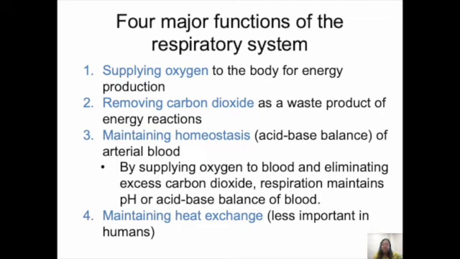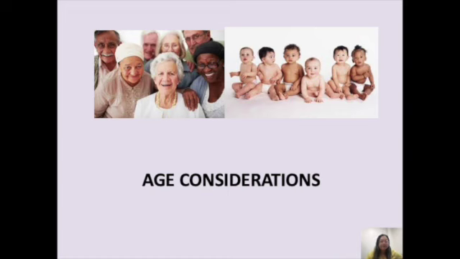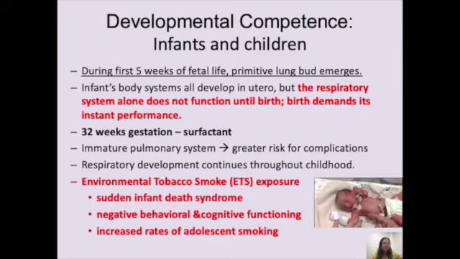Least important here on this slide is the function of heat exchange. It helps to maintain heat exchange. It's a little bit less important in humans than it is in other mammals. Moving now on to age considerations. We're going to take a look at the different aspects of infants and children versus pregnancy and versus an aging adult that we need to consider when we are assessing for the lungs and thoracic cage area.